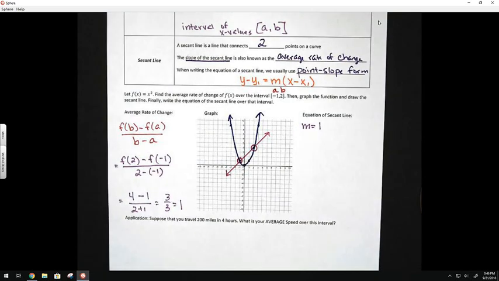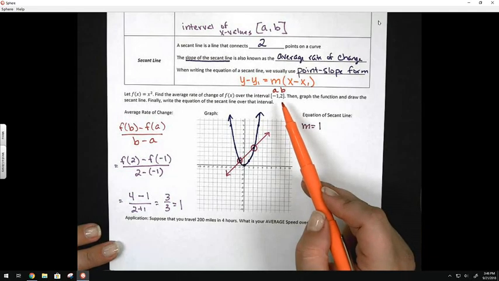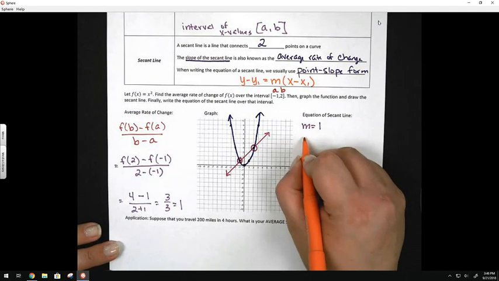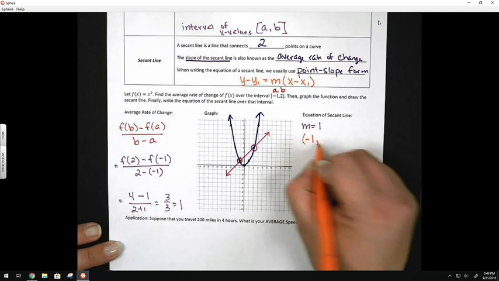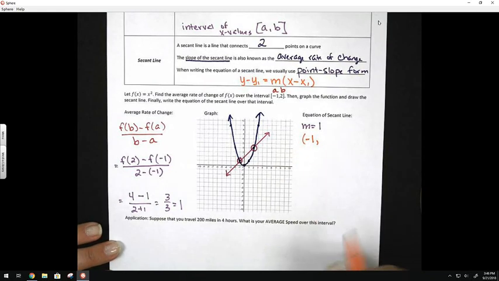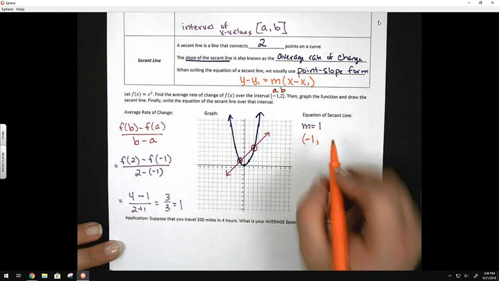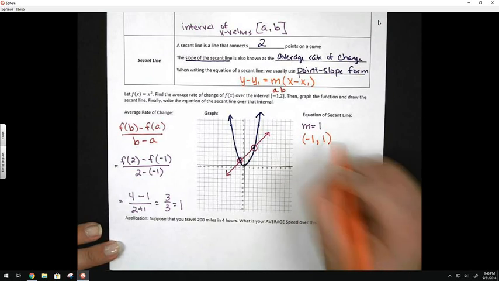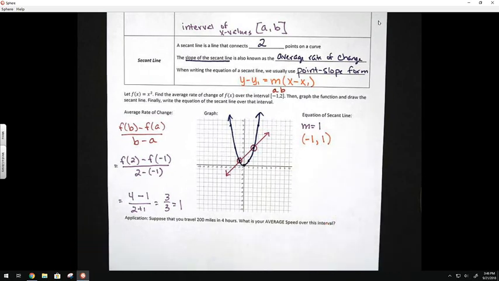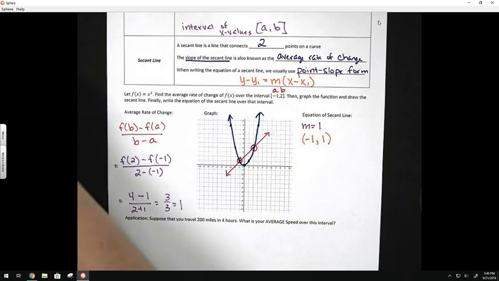Now, in order to write the equation of the secant line, we need 2 things. We need the slope, which we already have, and then we need a point. Now, it doesn't matter what point you pick, but it's going to be one of your endpoints. So since negative 1 comes first, I'm going to say that that is the x value for the point that I want. And I know if I plug in negative 1, I get positive 1. So that is the point that I'm going to use to write the equation of my secant line.